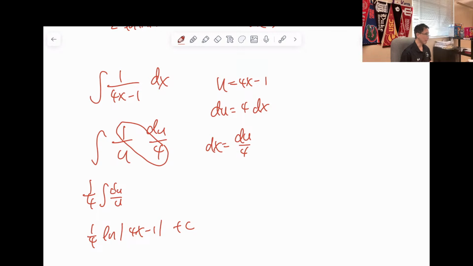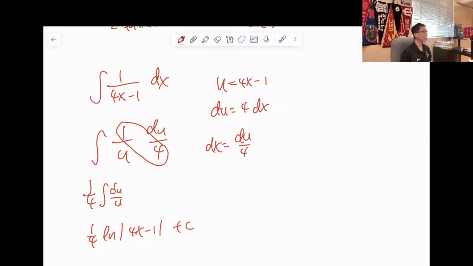Why is this one an absolute value? Because 4x minus 1 could be negative. Do it over there. Do you understand? Oh, I just got it.